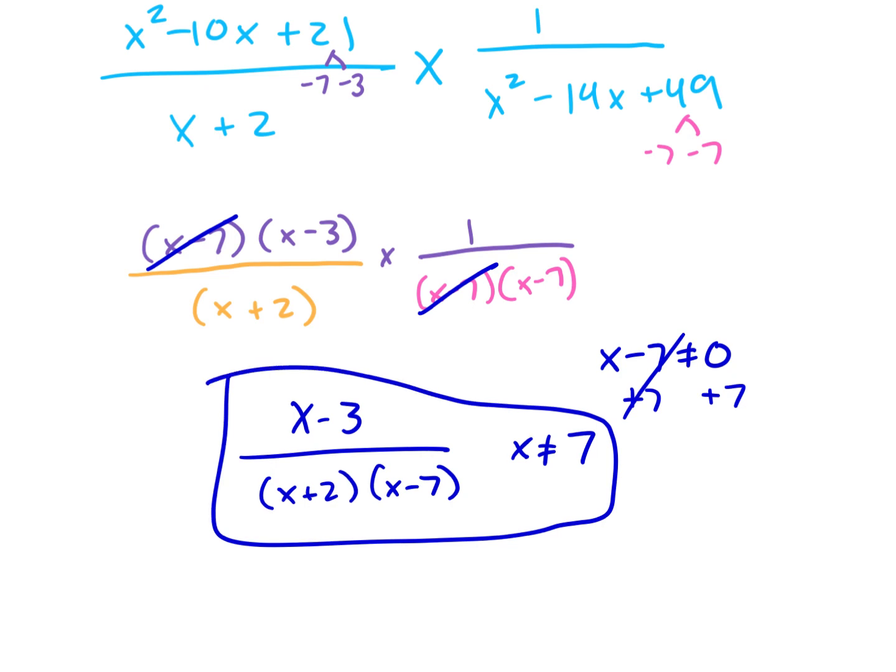You don't have to FOIL out the bottom. Just leave your factors. Save yourself some time and work. Just leave it as the factors. Don't FOIL. Just to be super sure we are good on factoring, what if I have one that was x squared minus 36 over x minus 6?